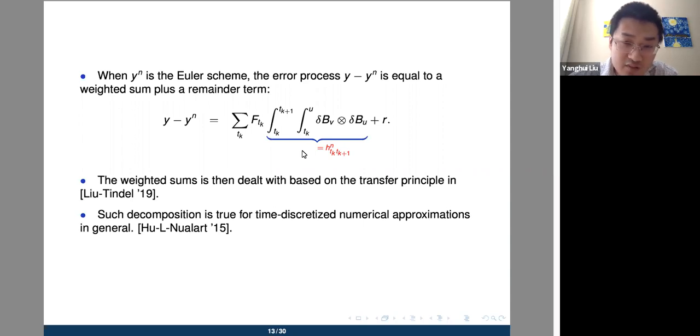Let me mention that this kind of decomposition is true for any time-discretized numerical approximation in general. So for any time-discretized numerical approximations, we can always decompose the error into a weighted sum plus a remainder term.